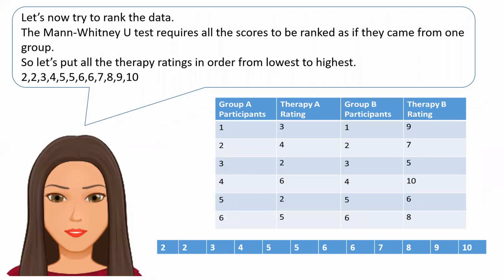Let's now try to rank the data. The Mann-Whitney U test requires all the scores to be ranked as if they came from one group. So let's put all the therapy ratings in order from lowest to highest. So we will have all the ratings for Therapy A and all the ratings for Therapy B put together. And so we have 2, 2, 3, 4, 5, 5, 6, 6, 7, 8, 9, and 10.